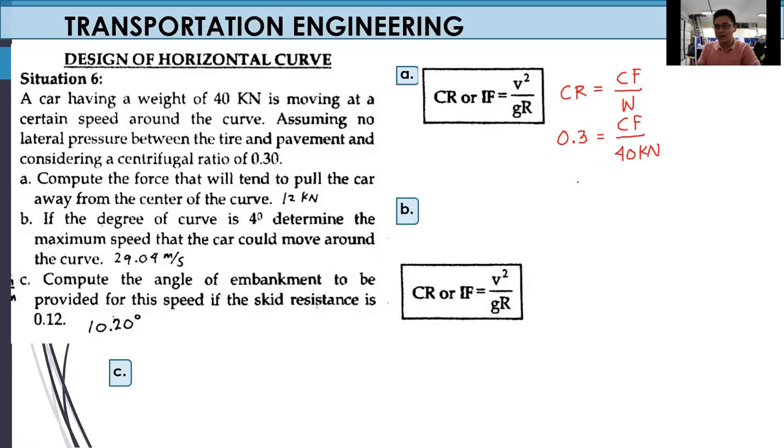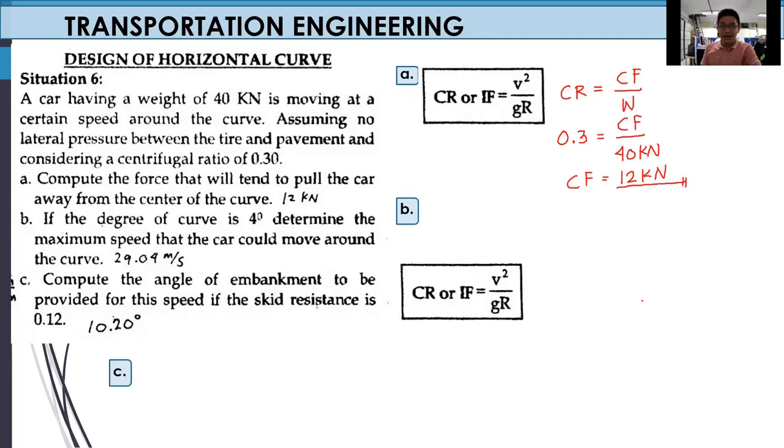So with that, calculator mo lang yan. Sabi ko kanina, madali lang to na problem. Maikli lang masyado yung solution niya. So 0.3 multiplied by 40, that would be 12 kilonewton. And that is our centrifugal force. Okay ba? So next thing is, if the degree of the curve is 4 degrees, determine the maximum speed that the car could move around the curve.